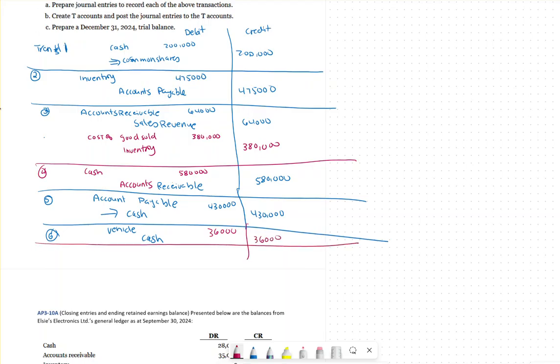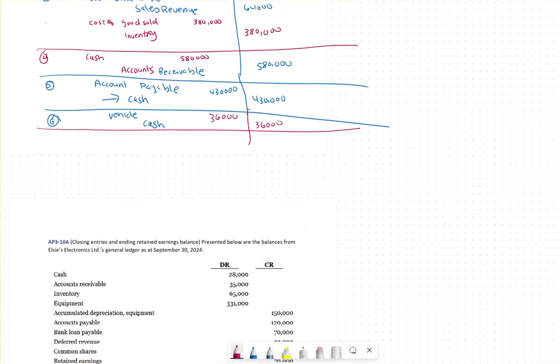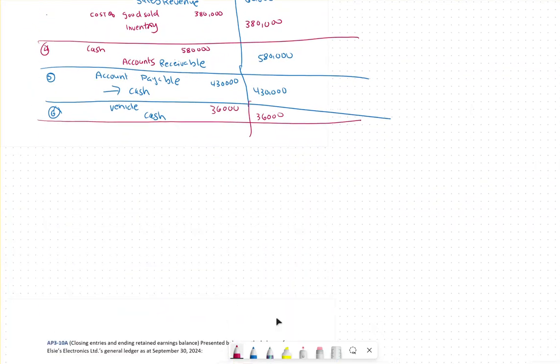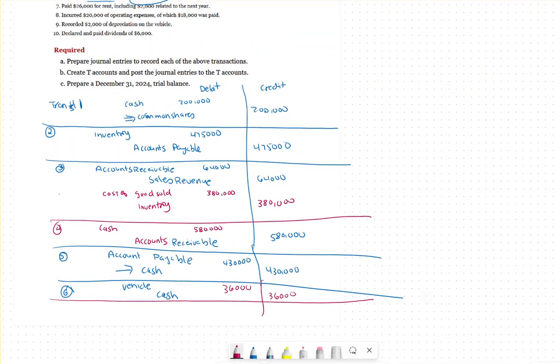Going further, I'm just going to move that. I need a little room here. So let's do the next transaction. Next transaction is number 7. Number 7 is paid 26 rent, including my 2,000 for the next year.